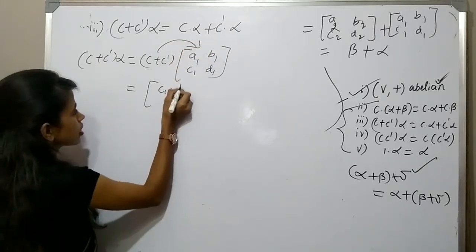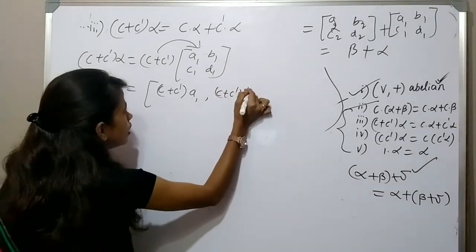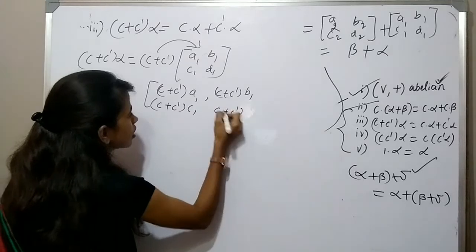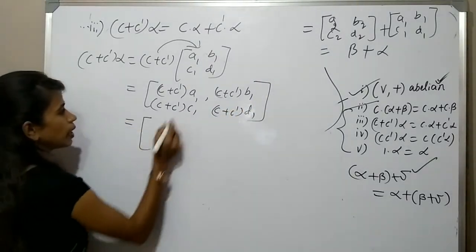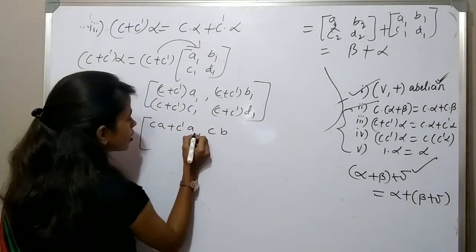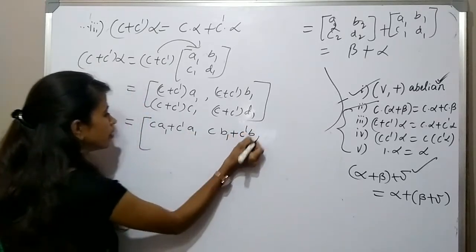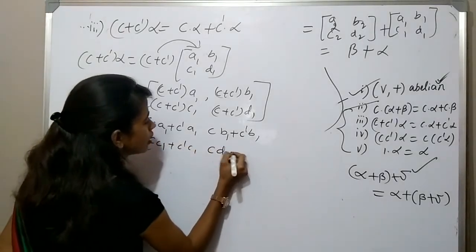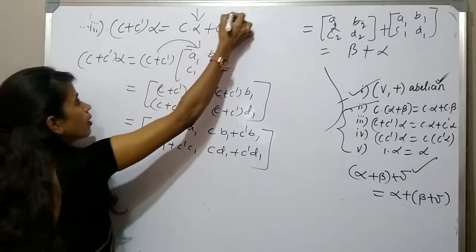So (C + C') into A1, (C + C') into B1, (C + C') into C1, (C + C') into D1. Okay. So now multiply within: CA1, C'A1. Next CB1, C'B1, CC1, C'C1, CD1 plus C'D1. Okay. So for that, we must have Cα, C'α.